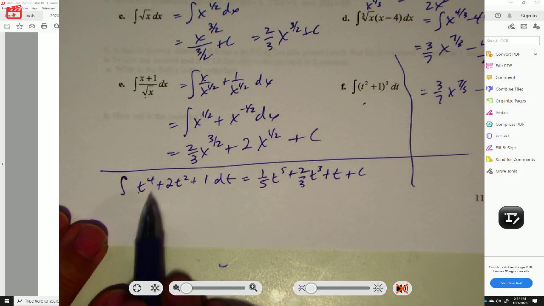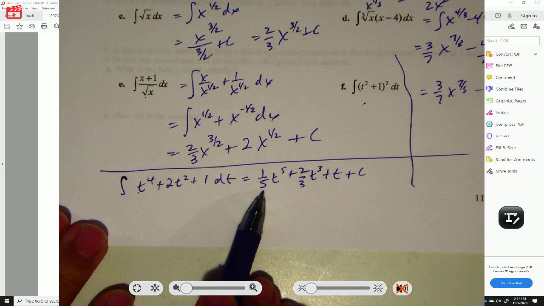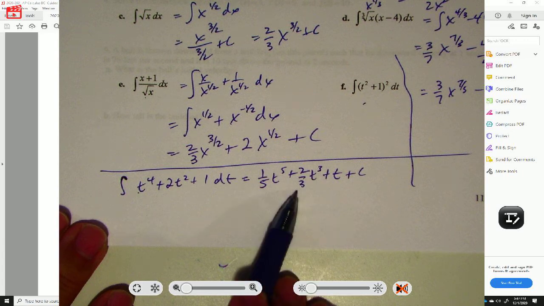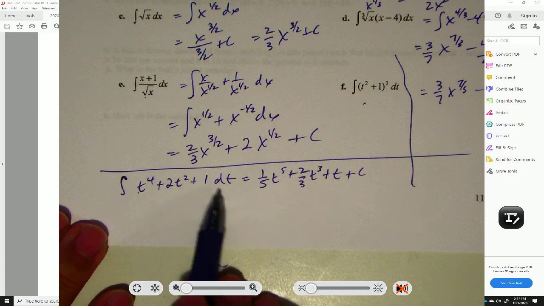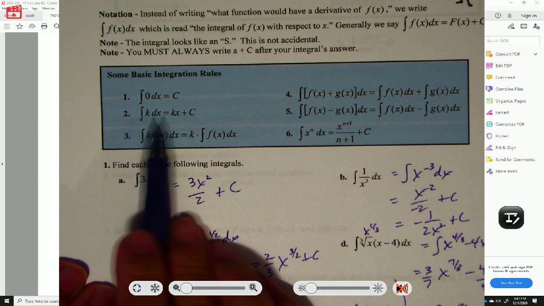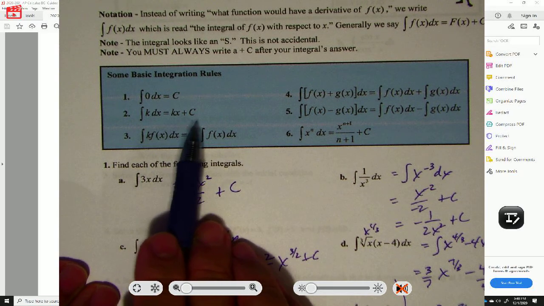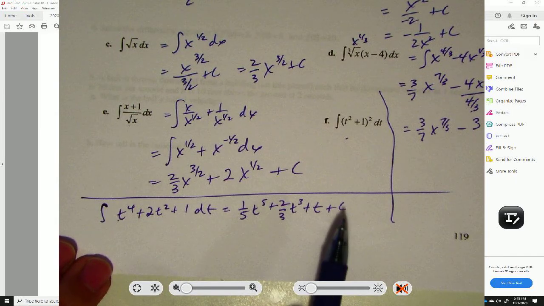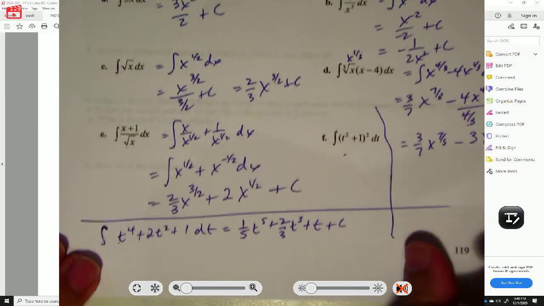So I add 1 to the exponent, divide by the exponent. That's where that 1/5 comes from. Add 1 to the exponent, so 2 becomes 3, and divide by the new exponent. That's where the 2/3 comes from. The integral of 1 is t. You haven't seen that recently, so that's like this one. The integral of 1 dx is 1x plus c. Right, that's what that was. So it's t plus c. And that's all the examples on page 119.